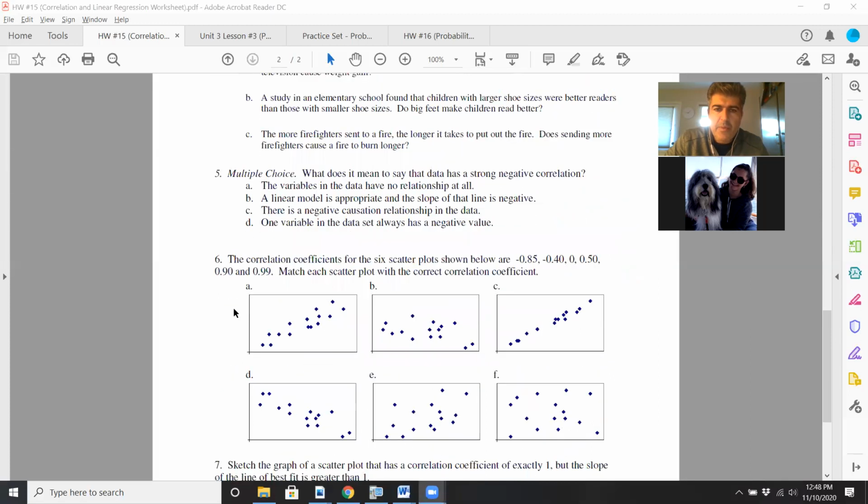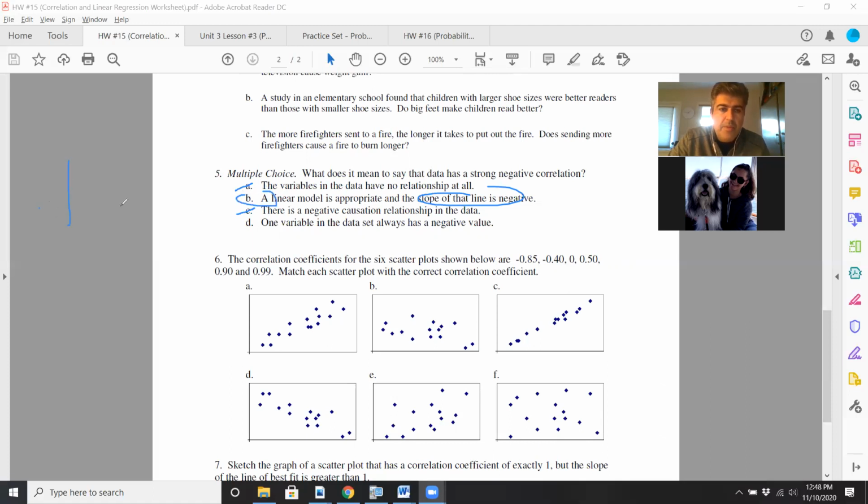And then for the multiple choice problem, what does it mean to have a strong negative correlation? It means that if one thing goes up, the other thing goes down. Like, for example, the hours you play video games per week and your GPA. Maybe someone plays a lot of video games with a low GPA. But it's not causation, so you've got to be careful. So I wouldn't say C. There is a relationship, so I wouldn't say A. The slope is negative, totally, I'd say that. And it would be a linear model.